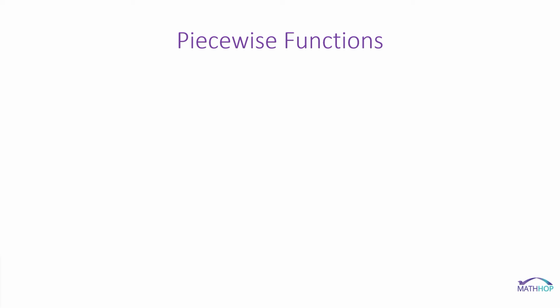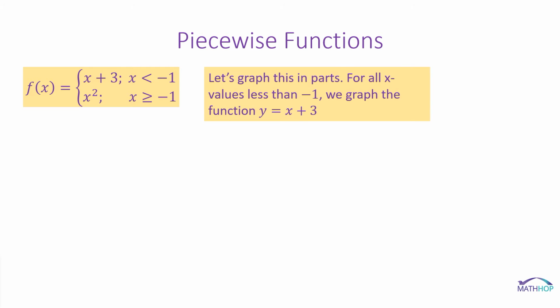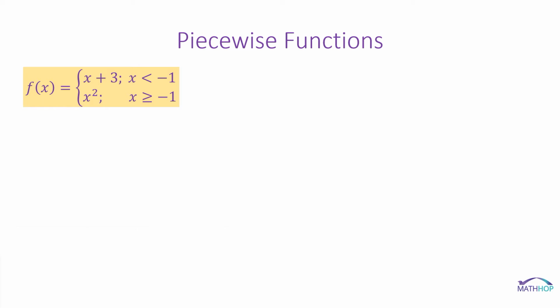Right, well, let's graph them now because graphing is usually what causes us the grief. So we're going to graph them in parts. For all the values less than -1, we have a simple linear equation, y equals x plus 3, which we at this point should be very familiar with. So we're going to graph just the left side of this function.